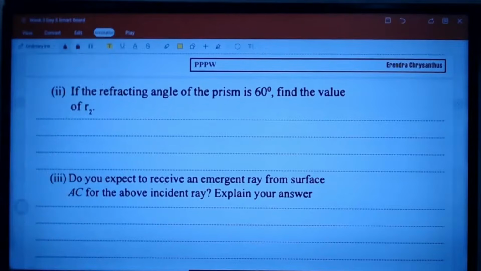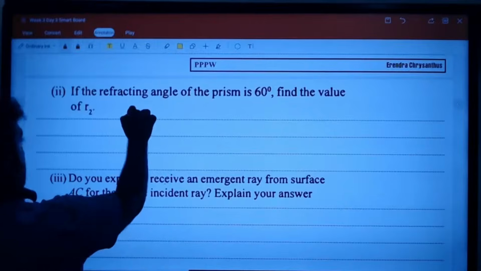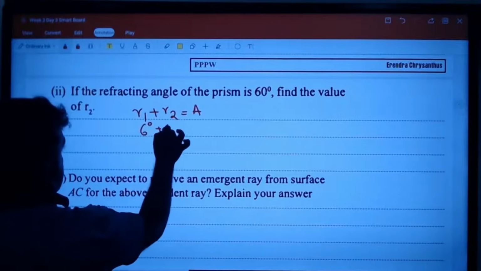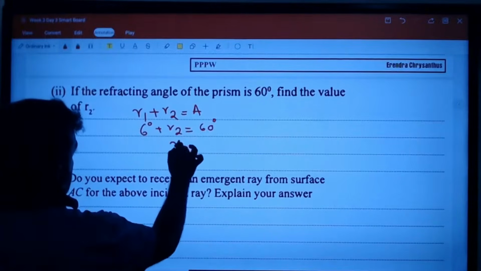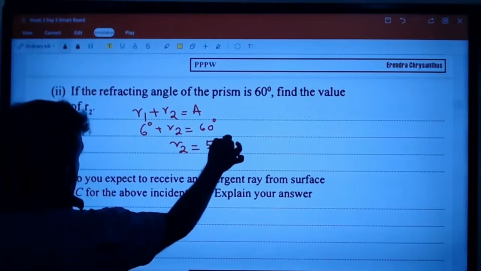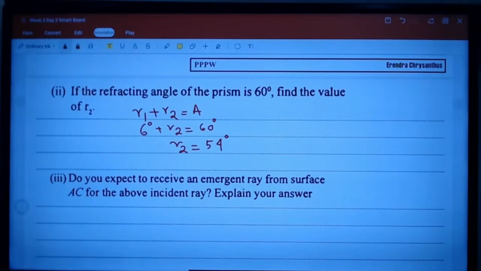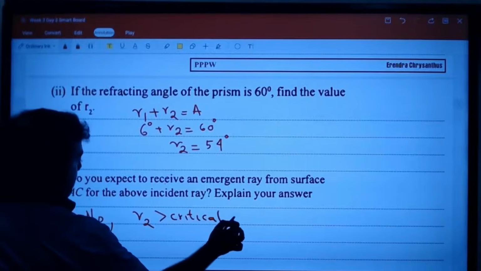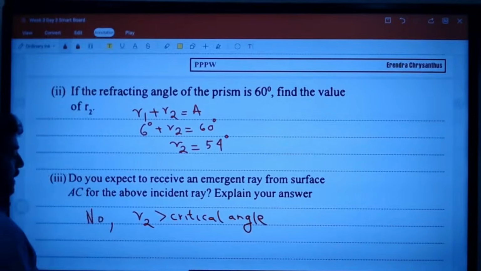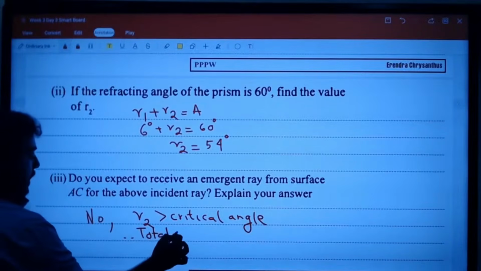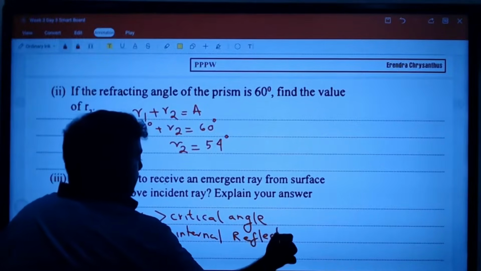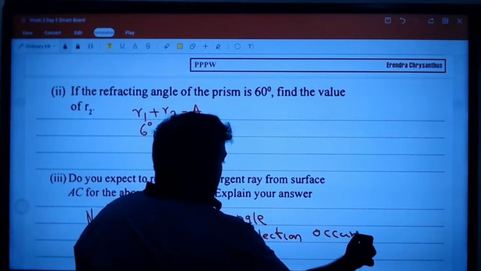If the refracting angle of the prism is 60, find the value of R2. Refracting angle means prism angle. R1 plus R2 is A. R1 is 6 degrees, A is 60, so R2 is equal to 54 degrees. Do you expect to receive an emergent ray from the surface AC? Answer is no. R2 is greater than the critical angle. Therefore, total internal reflection will take place.